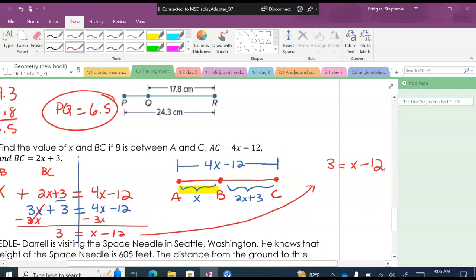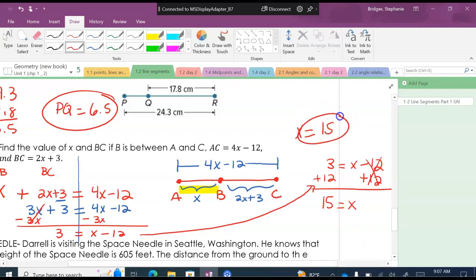How do I finish solving that for x? It's x minus 12. How do I get rid of that minus 12? Add it, yep. So we're going to add. Remember, we do opposite operations. If we're adding, we subtract. If we're subtracting, we add. If we're multiplying, we divide. And if we're dividing, we multiply. So what is x? 15. Okay, so it asked me for x.